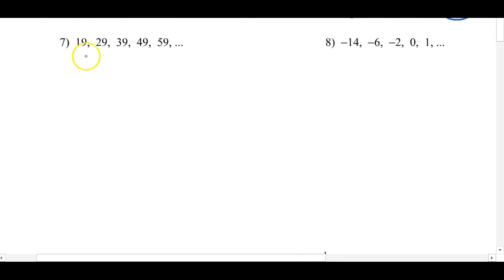Okay, now here, see if you can find a ratio. I know some of you already see the answer. Okay, well that doesn't reduce down, and neither does this, and those aren't the same. But some of you already saw that the difference is +10 each time. So if the difference is the same, then we know that it's arithmetic.